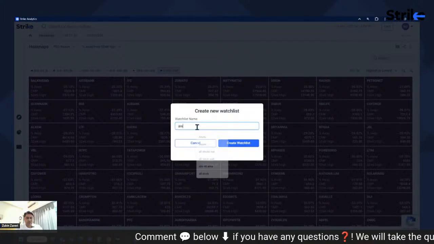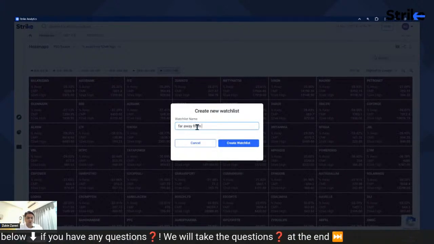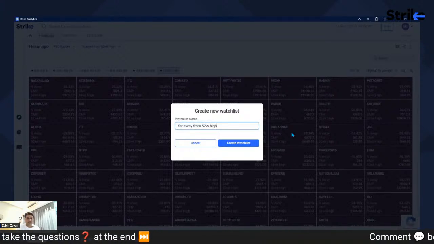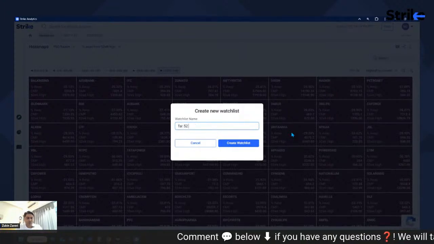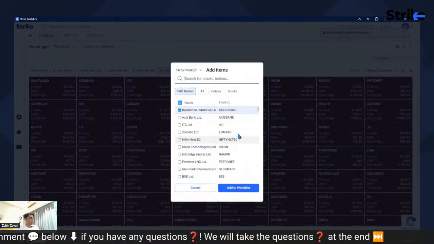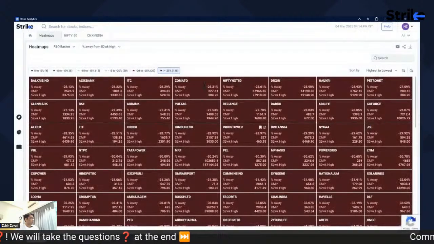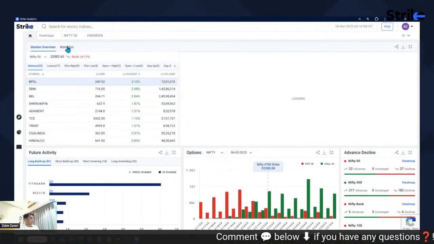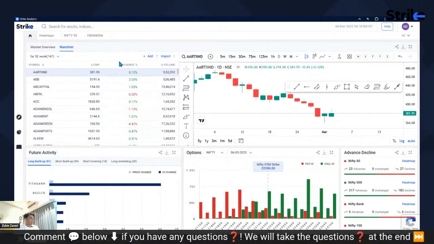You can just give a name, like far away from 52-week high. You can give a short name for 52-week, and say create watch list, select all the stocks in this and say add to watch list. Once the watch list is added, you can come to the watch list section over here. There are 147 stocks that have come over here.